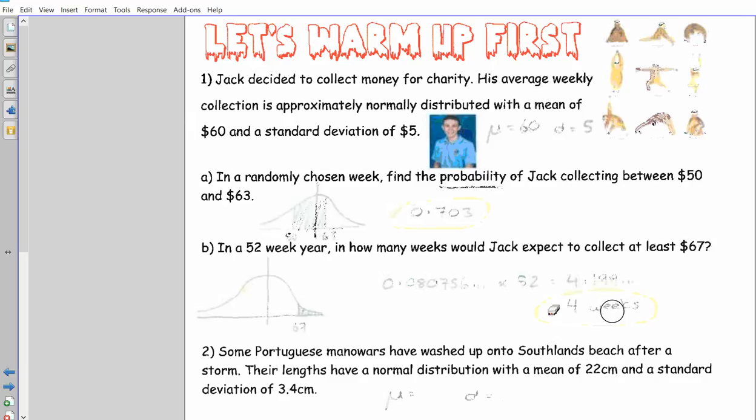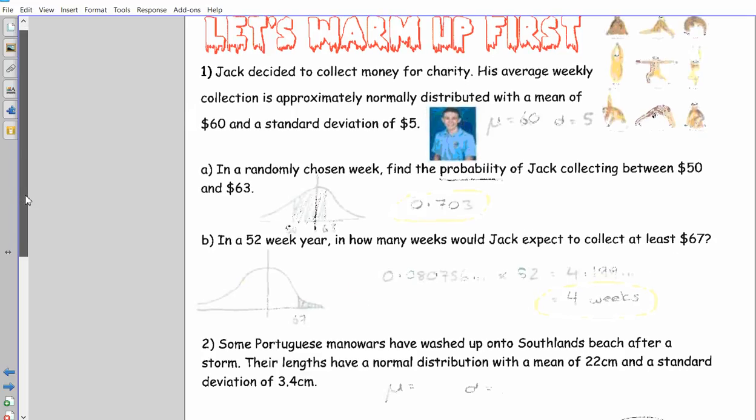So which is approximately 4 weeks. So assuming we have to round to the nearest week. So around about 4 weeks in a year, we'd expect Jack to have collected at least $67.